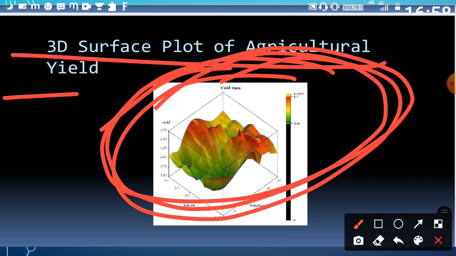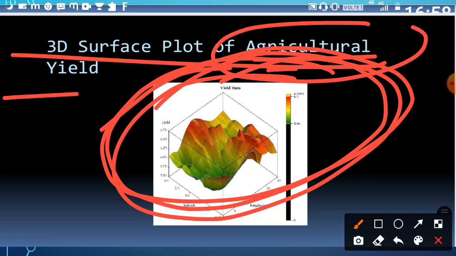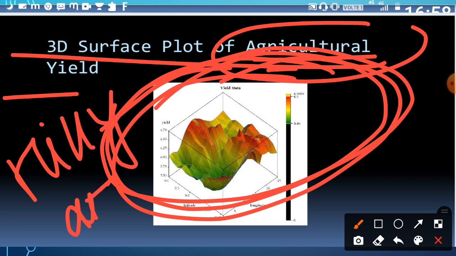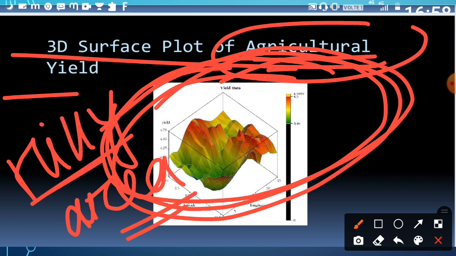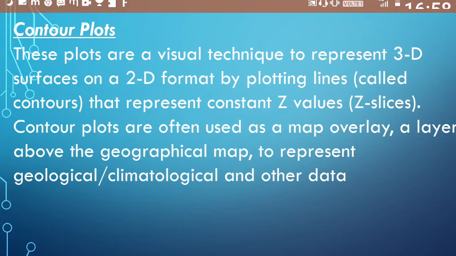Okay, so actually this is a 3D surface plot showing the agricultural yield in a hilly area. Okay, so this is what your 3D surface plot is about. Then comes your contour plot.